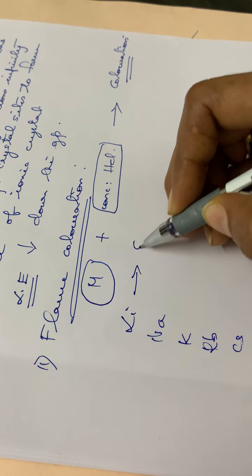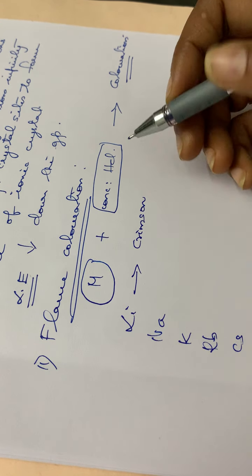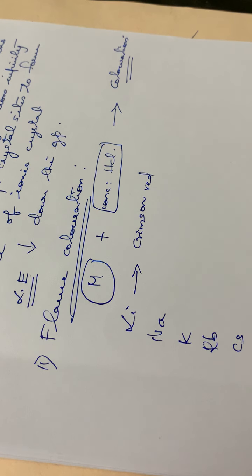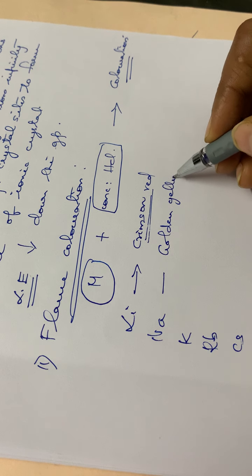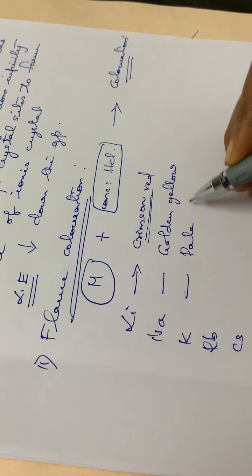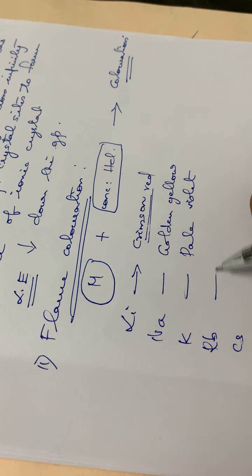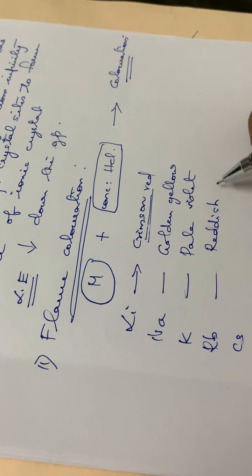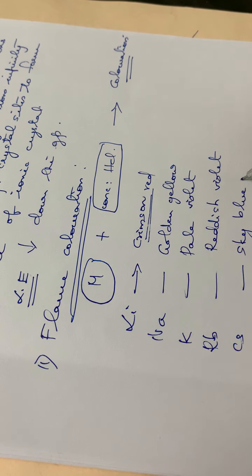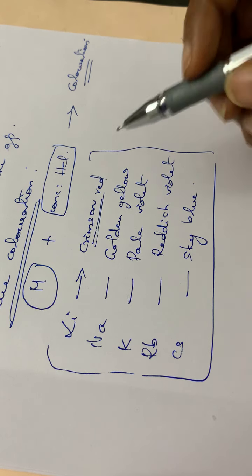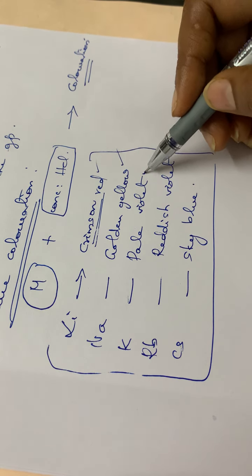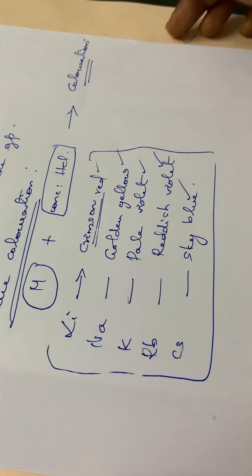Lithium, when making a paste with concentrated HCl and shown to the non-luminous flame, will show crimson red. Sodium will give golden yellow to the flame. Potassium will give pale violet. Rubidium will give reddish violet, and cesium will give sky blue. So these are the colors imparted by the different alkali metals to the non-luminous flame. Lithium crimson red, sodium golden yellow, potassium pale violet, rubidium reddish violet, and cesium sky blue.